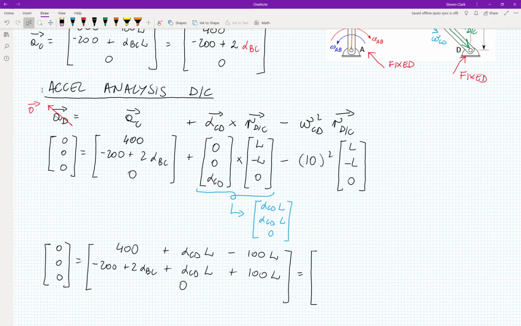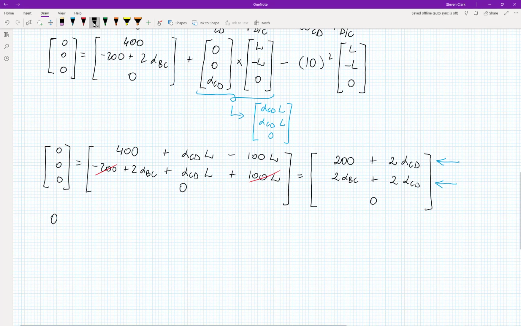So in here we will have, I believe, 200 plus 2 alpha_CD. Just keep in mind that L is 2. And I think that in the second equation, this minus 200 will cancel out with this 200. I believe so, because L is 2. So in here, we will just end up with 2 alpha_BC plus 2 alpha_CD. Great. So I think we ended up with two equations and 2 unknowns. We have an equation in the x component, and we have an equation in the y component. So let's solve it quickly. We will have 0 equal to 200 plus 2 alpha_CD, and we also will have 0 equal to 2 alpha_BC plus 2 alpha_CD. Clearly, 2 equations and 2 unknowns, because this is not known and this is not known.